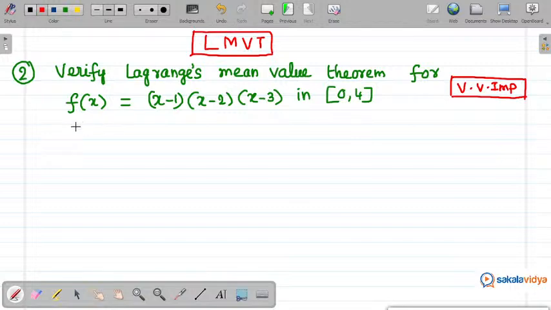If you consider the function x minus 1 into x minus 2 into x minus 3, you will get a cubic polynomial. Since it is a cubic polynomial, it is a continuous function and also derivable function. Two conditions have been satisfied. Only one thing you need to find out here: c value such that f dash c equals f of b minus f of a by b minus a. That's all. So hence the Lagrange's mean value theorem can be verified. So let us solve this problem now.